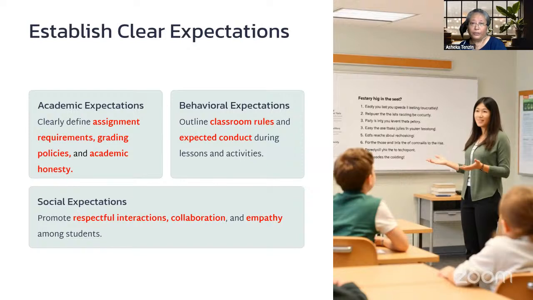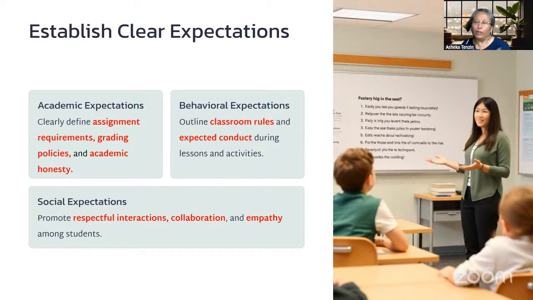So now we spoke about establishing clear expectations and building relationships. When I say establish clear expectations, what do I mean? What kind of expectations? You have three types of expectations. You have academic expectations, you have behavioral expectations, and you have social expectations. So now what do you mean by it?